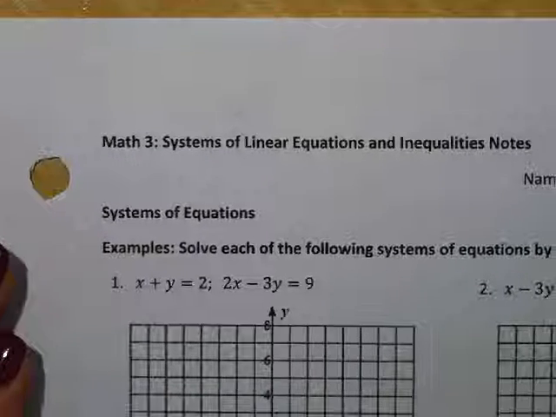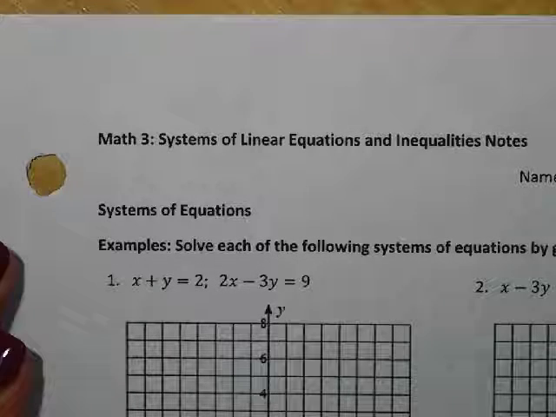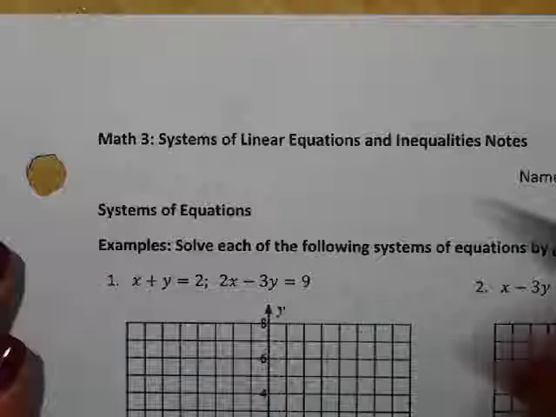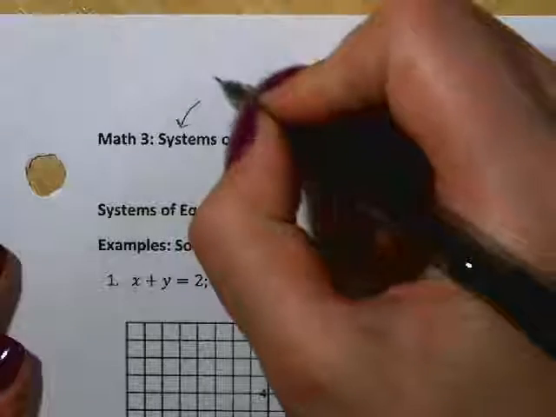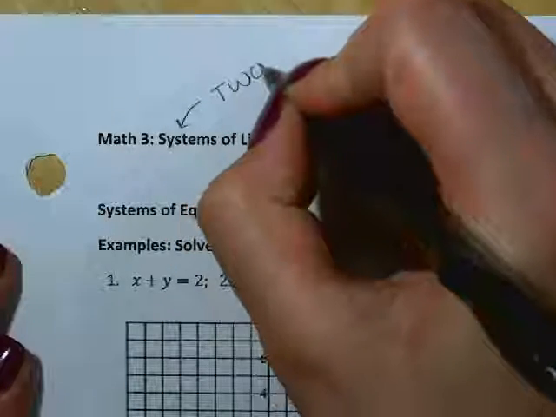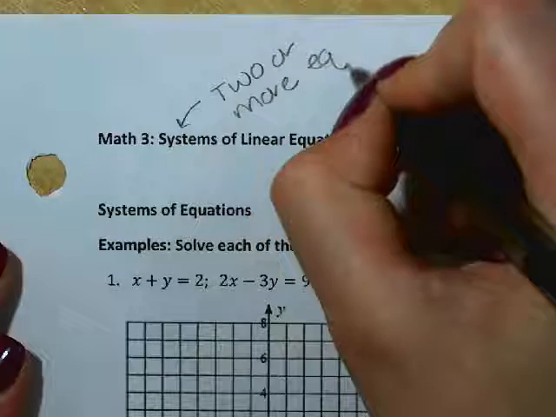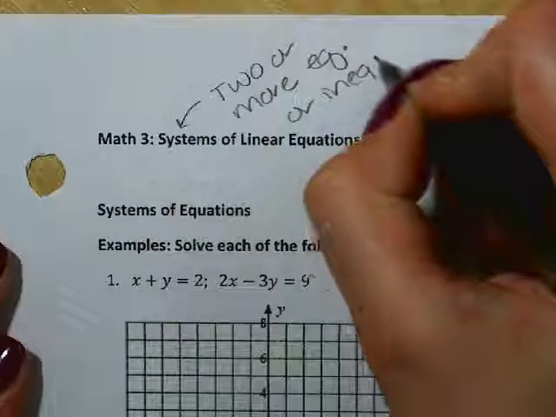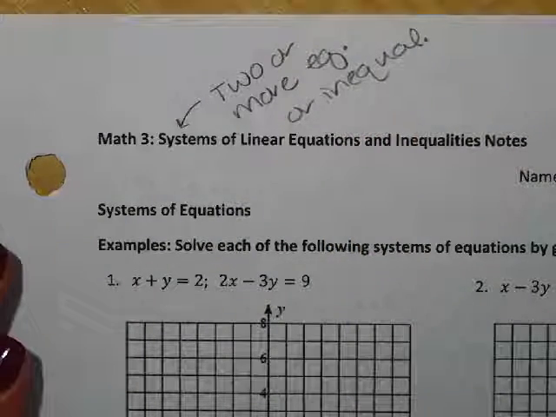Right, this video is on systems of linear equations and inequalities. So we've done linear equations and inequalities. Systems just mean that you have more than one of them at a time. So we're going to say a system is two or more equations or inequalities.